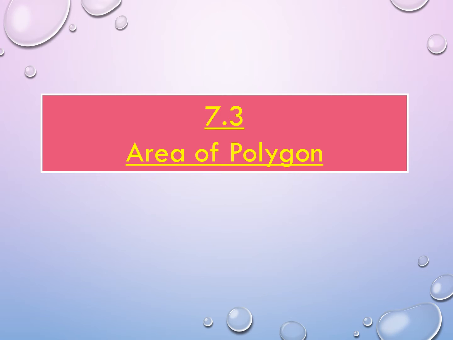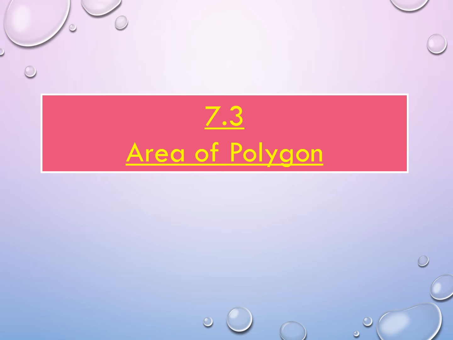So chapter 7, we have three subtopics. Two we have done, so today is the last one. First thing is area of polygon. First thing you have to know is, what is a polygon?